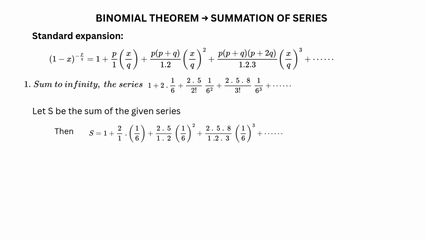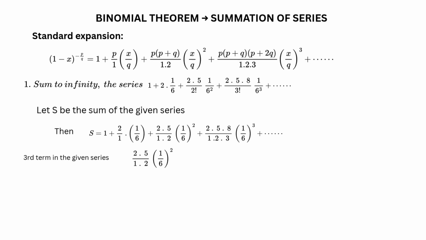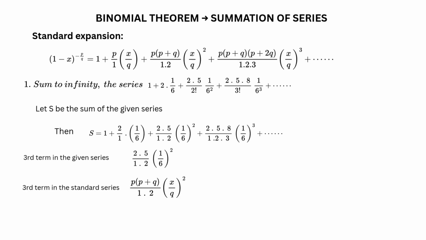Then S is equal to 1 plus 2 by 1 into 1 by 6 plus 2 into 5 by 1 into 2 into 1 by 6 whole square plus 2 into 5 into 8 by 1 into 2 into 3 into 1 by 6 whole cube plus etc. Now compare this with the standard binomial expansion. Consider the third term of the given series, 2 into 5 by 1 into 2 into 1 by 6 whole square. The corresponding third term of the standard expansion is p into p plus q by 1 into 2 into h by q whole square.